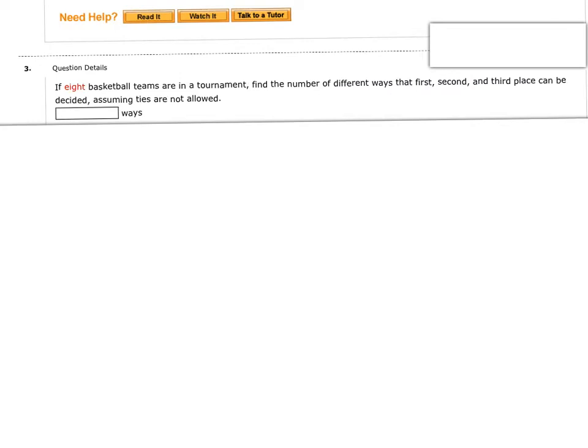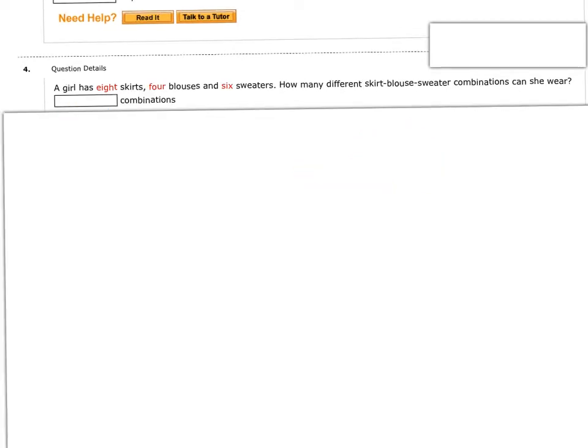All right, this one is saying we have 8 basketball teams in a tournament. Find the number of different ways that first, second, and third place can be decided if no ties are allowed. So I'm going for first place and second place and third place are the things I'm trying to decide on. And then how many options do I have? Well, for first place, 8 teams could get first place. However, the same team can't get first and second place. So once I have who's first place, I only have 7 possibilities for second place and then 6 possibilities for third place. So 8 times 7 times 6 is 336.